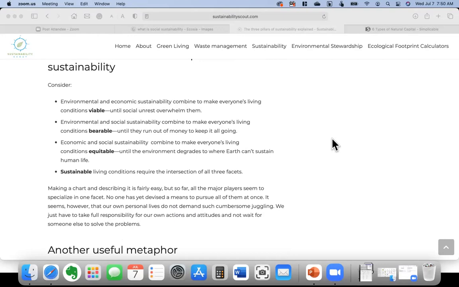Environmental and economic sustainability combine to make living conditions viable. Okay, that means having a certain standard of living. Now, social unrest can overwhelm this environmental and economic sustainability.